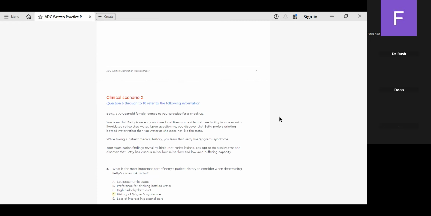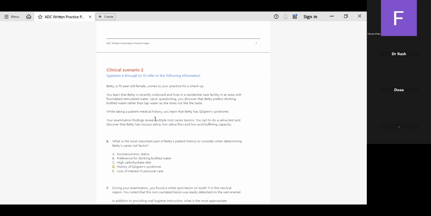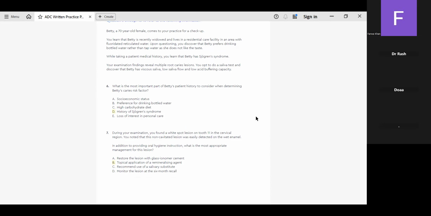You have the next case, Betty, 70-year-old female, for a checkup. Recently widowed, lives in a residential care facility with fluoridated reticulated water, drinking bottled water rather than tap water, doesn't like the taste of it. She has Sjogren's syndrome. You saw multiple root caries. Betty has viscous saliva, low saliva flow, and low acid buffering capacity. What is the most important part of Betty's patient history to consider when determining Betty's caries risk factor? History of Sjogren's syndrome, very important.